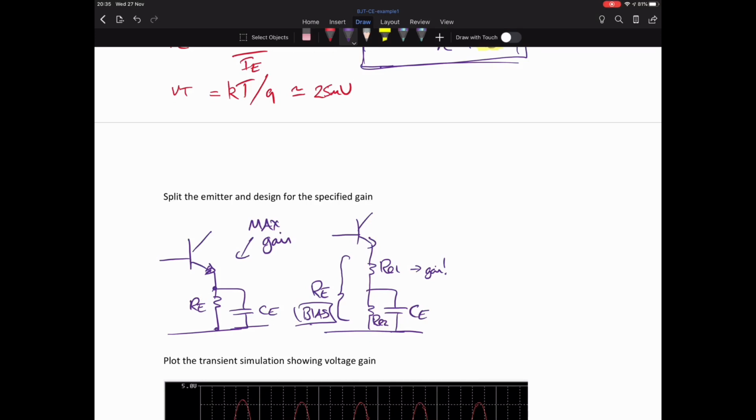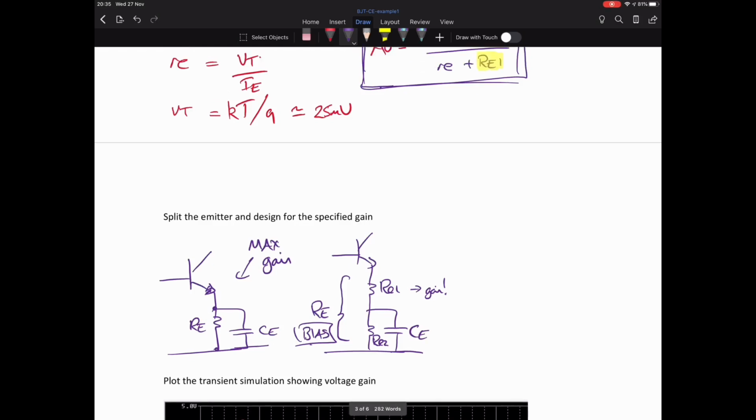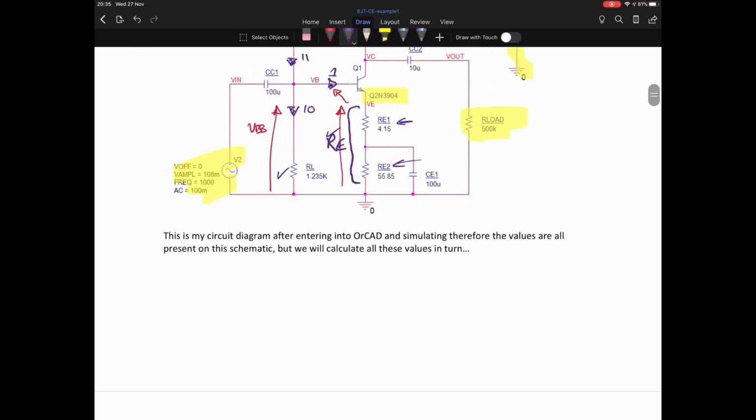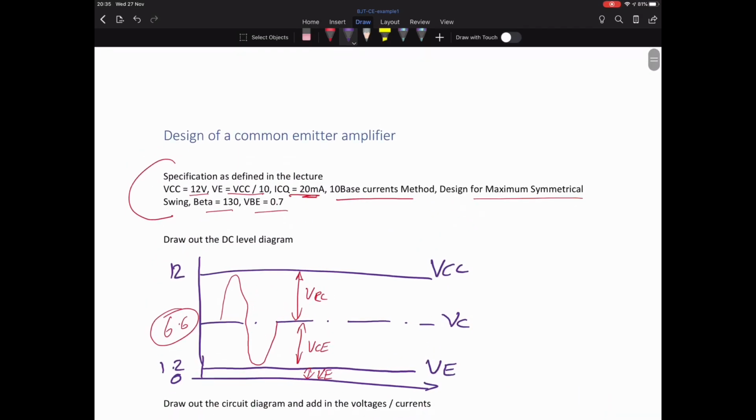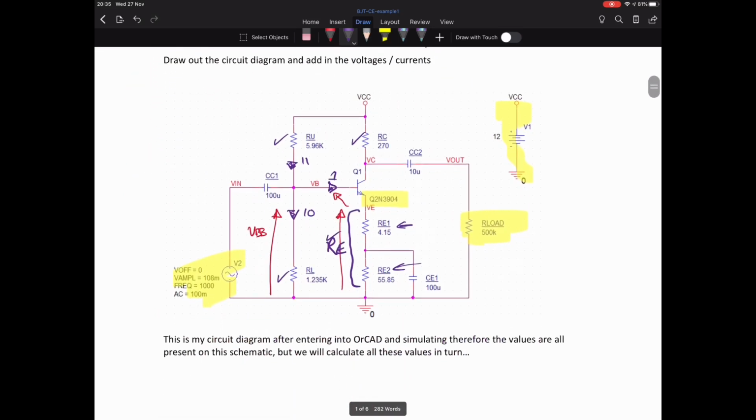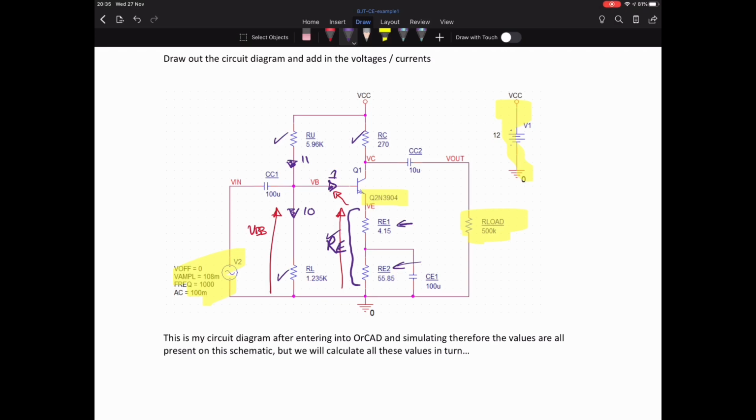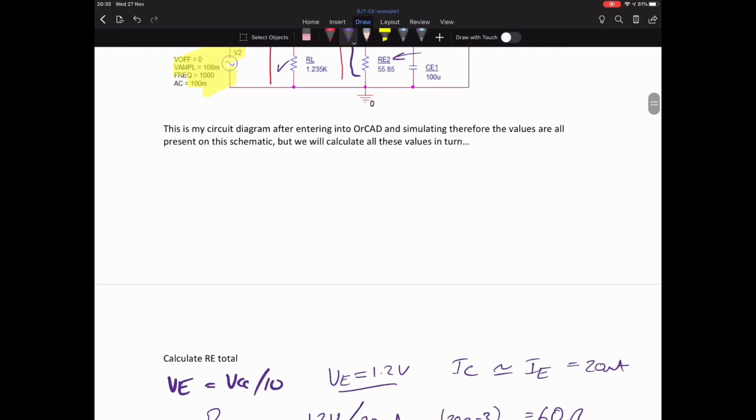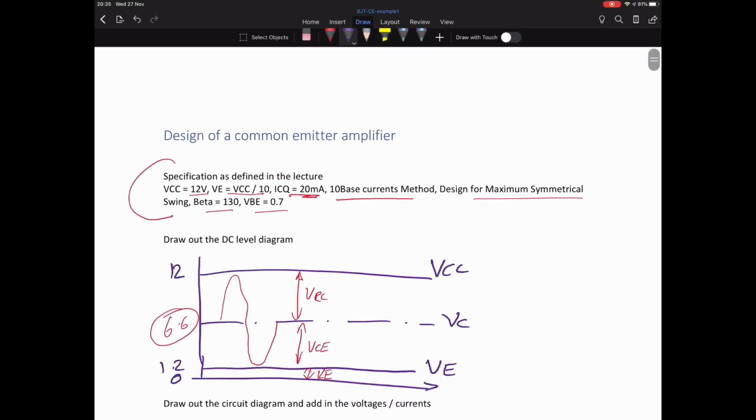So let's work out what value we need for our RE1 to do our calculations. Let's have a look at our circuit diagram. Our specification was supposed to say at the top here that we had a value of AV equals 50. We didn't set that in there, but just looking at the numbers inside here, I think that was exactly what we'd set. I forgot to write that down at the top. So I'll just make a note: AV equals 50. That was part of our specification.